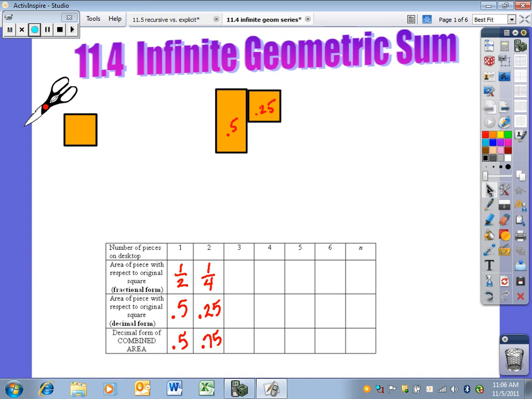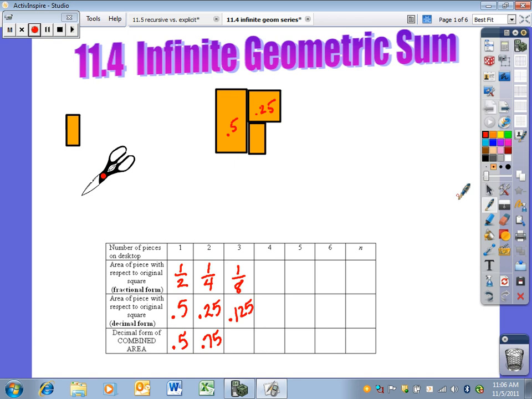Then I'm going to take and cut my square in half again. So half of a fourth is an eighth, which is 0.125. And I'm going to take that eighth and add it to my desktop. So now I have added 0.125 to 0.75. So I should now have 0.875 over here in my white space.